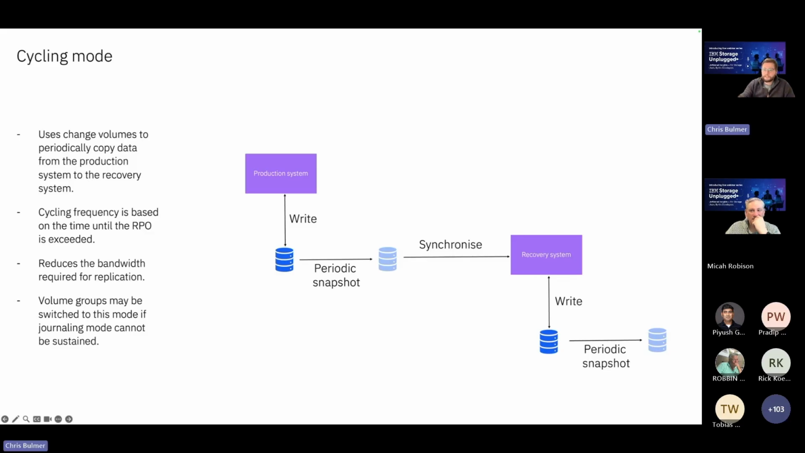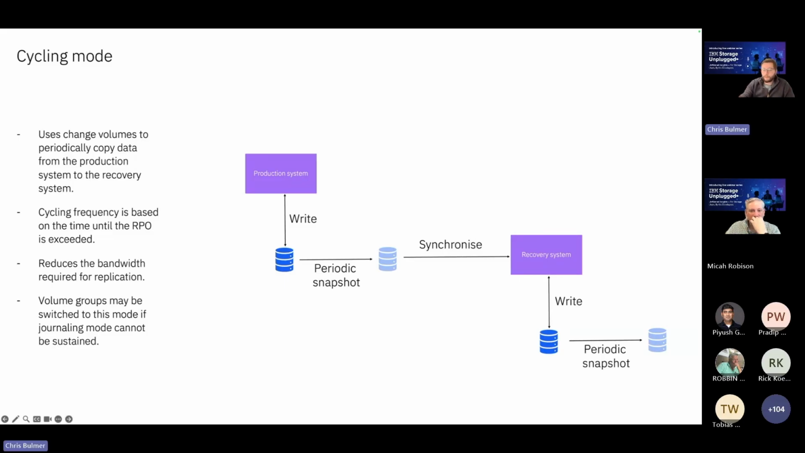It'll be monitoring constantly how the behavior of cycling mode is going, because it always wants to get back into that low recovery point mode of journaling. So it's looking at how long did that cycle take? How long would that have taken if I was in journaling mode? And then going, actually, compare this to what the recovery point objective is. Would I be able to sustain journaling mode? And if the answer is yes, then it will switch back to journaling mode and try it. Following many different principles here, but one of them is try it and see what happens.